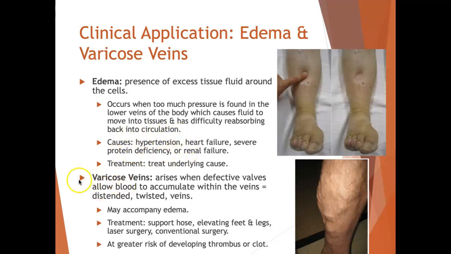When it comes to varicose veins, this happens because the veins have defective valves, and that allows the blood to accumulate within the veins themselves and leads to distended and twisted veins in here. This may accompany edema because, like we said, we have too much fluid accumulating. So the treatment would be to use support hose, elevate the feet and the legs, do laser surgery or conventional surgery. Unfortunately, people who have varicose veins do have a greater risk of developing a thrombus or a clot.